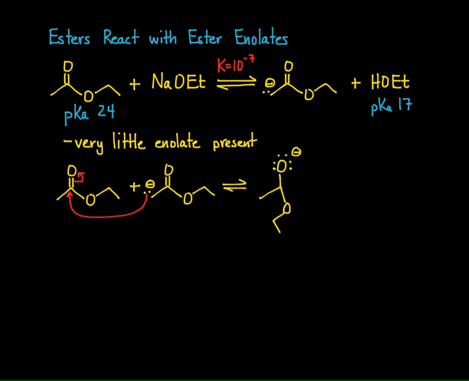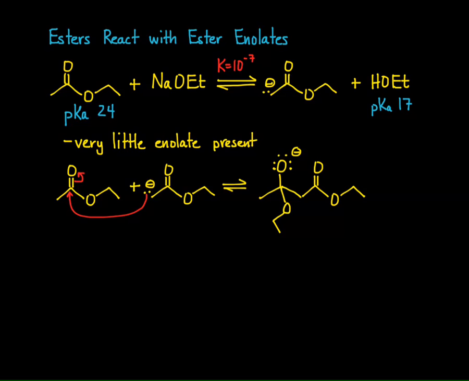I always draw the ester carbon skeleton first. So I have a methyl group attached to the carbon, which is now an O minus. There is an ethoxide group attached to it, and so now I add the alpha carbon, and so attached to that alpha carbon is the rest of the ester, the carbonyl with the OCH2CH3 coming off of it.